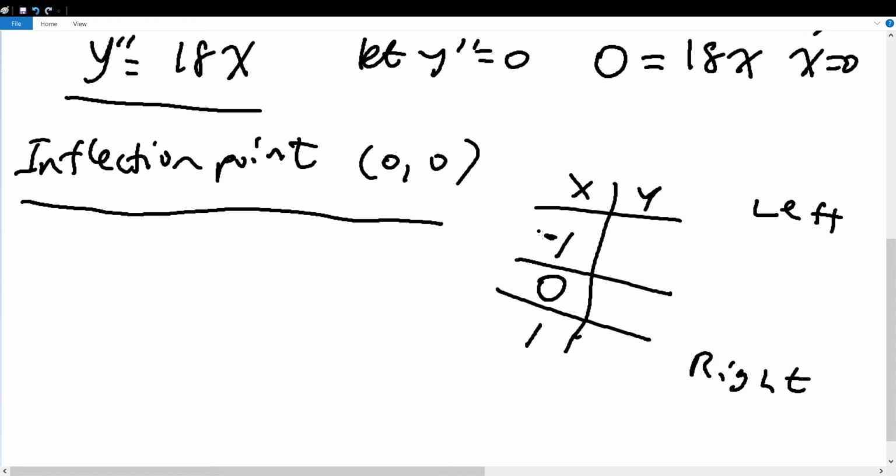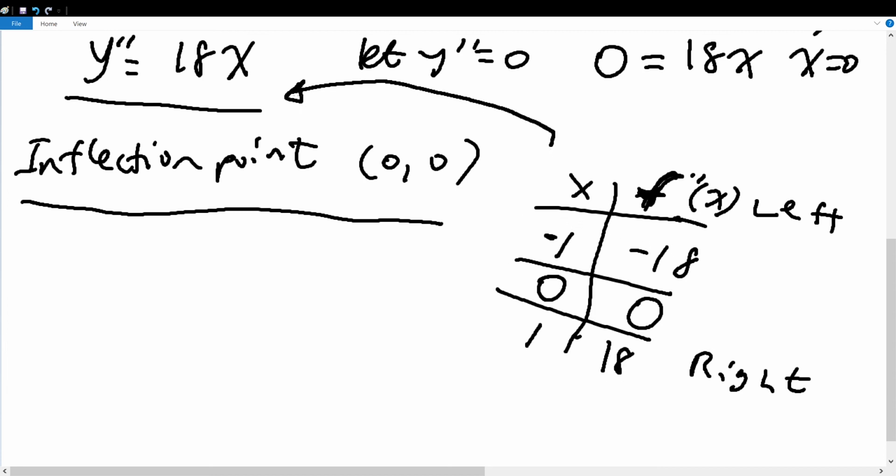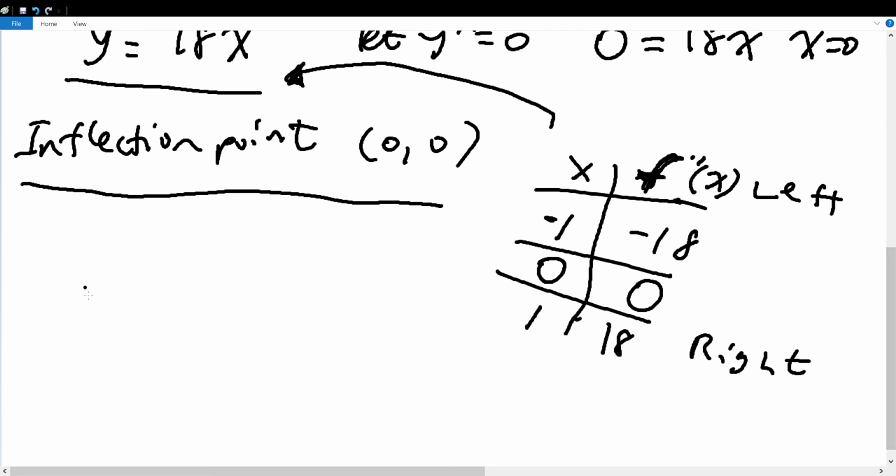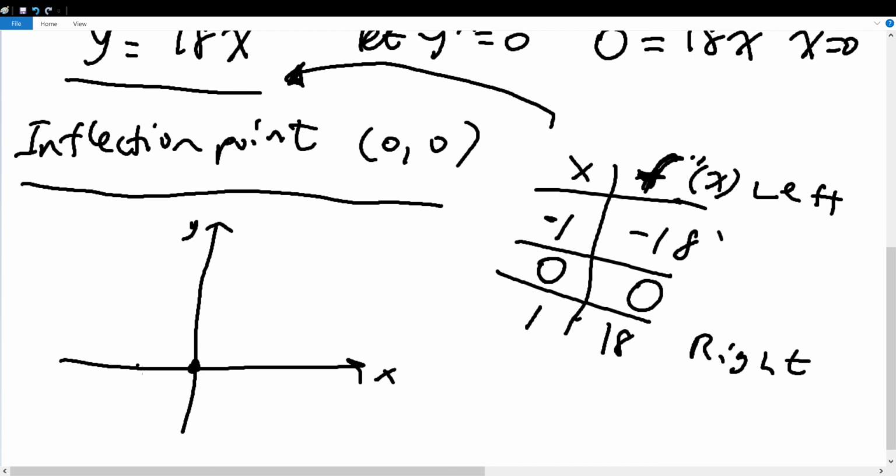So when it's -1, you could plug it into f double prime of x, the double derivative, which will be -18. That will be 0, and then that will be +18, since you just plug the x value into the double derivative. What this does is essentially show you the concavity. Let's say on xy coordinates here, (0, 0) is the inflection point, and when it's -1, since the value is negative, we know there's a concavity facing down, somewhere like that. And since on the right it's positive, we know there's a concavity facing up.